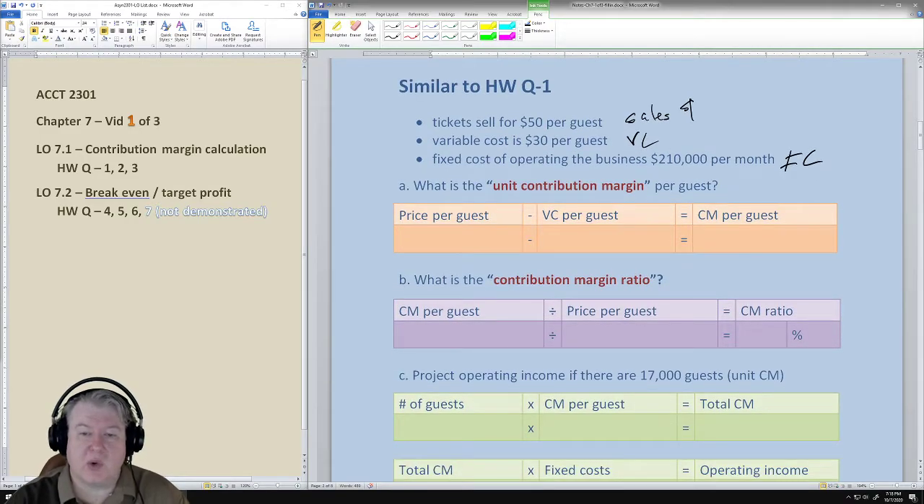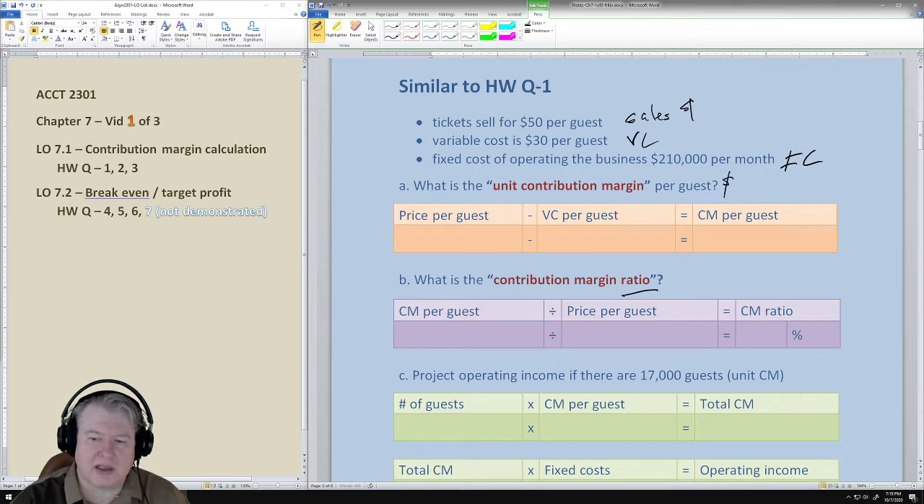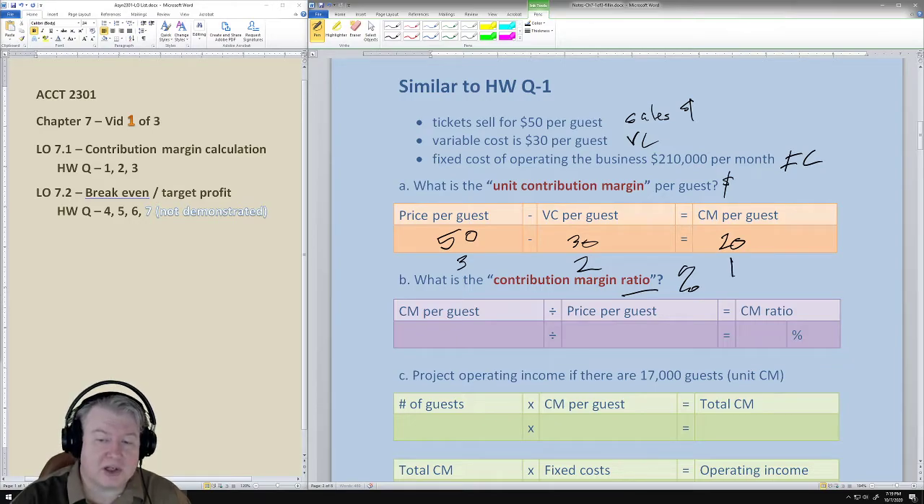So the first thing is, and I'll put it in red here because there are actually 2 formulas that we're interested in. We're either looking at it as a unit contribution margin or as a ratio. So this is going to be in dollars and this is going to be in a percent. We look at the price per guest, $50, minus the variable cost per guest, $30. So the contribution margin per guest is $20. That's like saying our cup of coffee is $3, our K-cup is $2, and our contribution margin was $1.